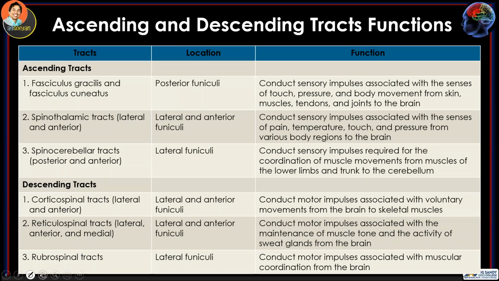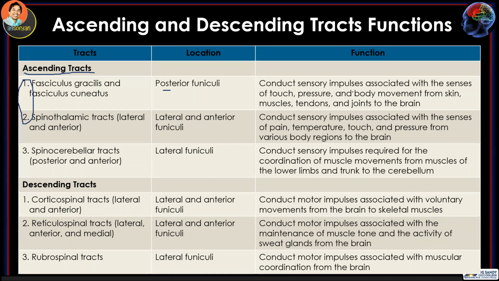Now, what kind of information do they carry, whether sensations or orders? Ascending tracts carry sensations, or sensory information. Remember, these two over here are the posterior column, so this is the posterior column tract.